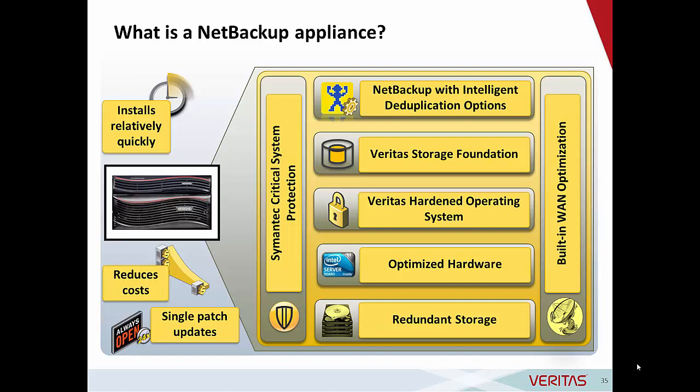And so as you can see inside a NetBackup appliance, we have the NetBackup software, of course, running along with deduplication. We have Veritas Storage Foundation, providing for easy online reconfiguration. We have a hardened operating system, which is designed to resist intrusion and provide high security. We have hardware that's been optimized for backup performance and redundant storage through the use of RAID 6. Built-in WAN optimization, and semantic critical system protection, which is part of the kernel-level hardening that takes place.